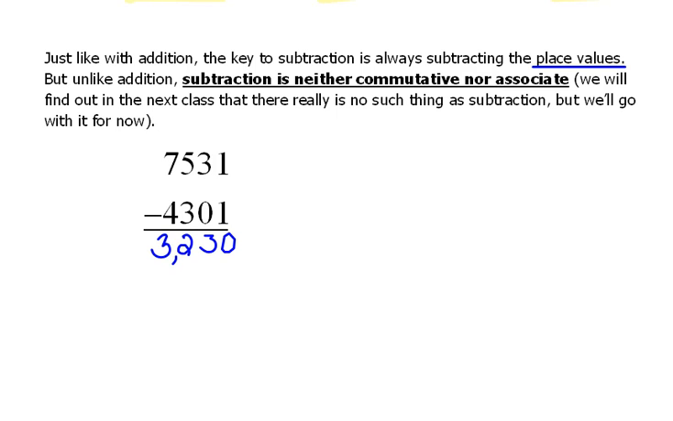Now, when it comes to carrying or borrowing, we need to really pay attention to what we're doing so that we can then translate that into other concepts, fractions most importantly. So in the next video, we're going to talk about subtracting when you have to borrow.